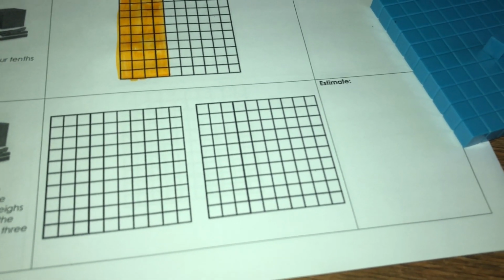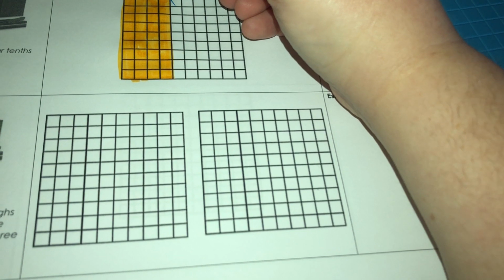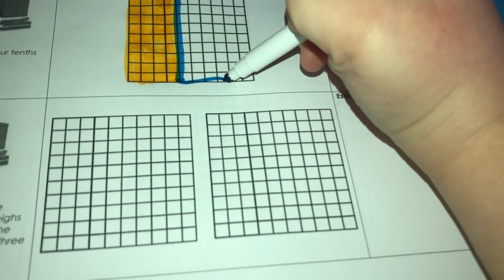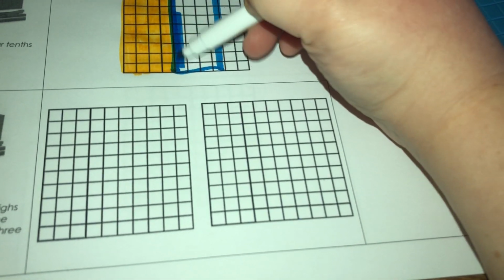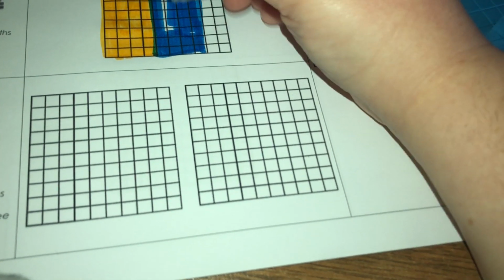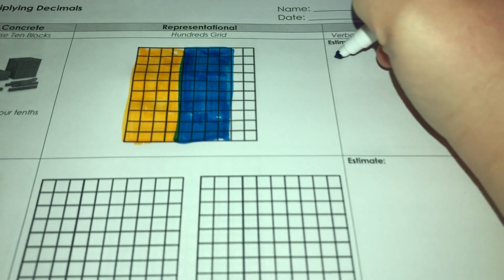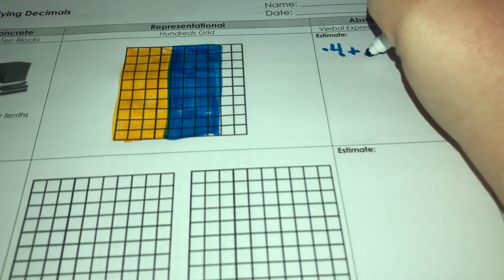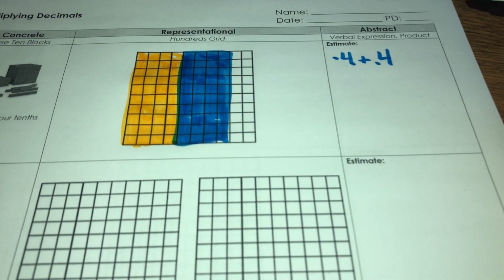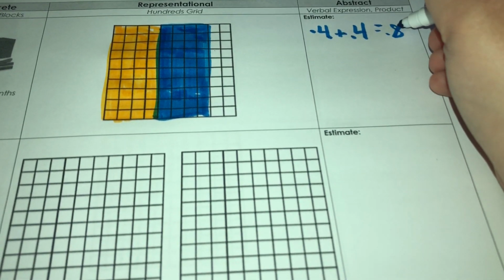You're going to switch colors and color in another group of 4 tenths. So remember, all together we should have 8 tenths. Okay. So essentially what we did here was we took our 2 groups of 4 tenths and we added it together like this. 4/10 plus 4/10. We know that that equals 8/10.